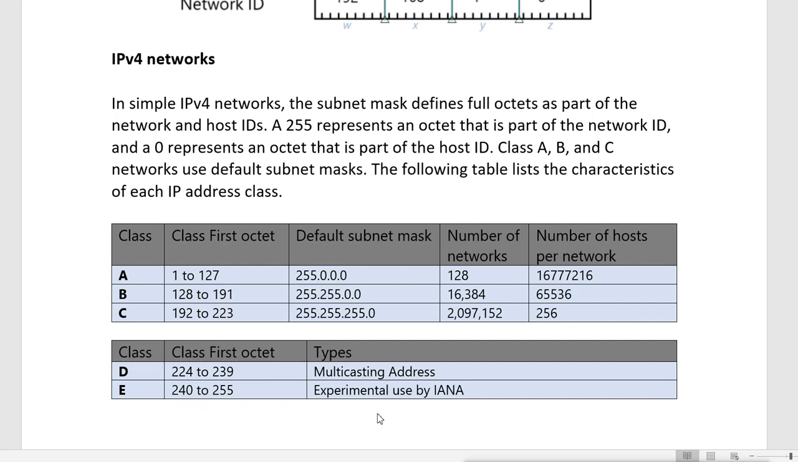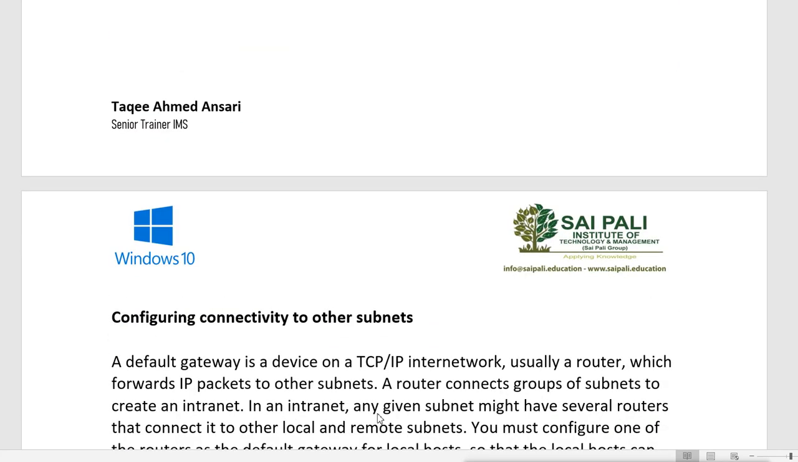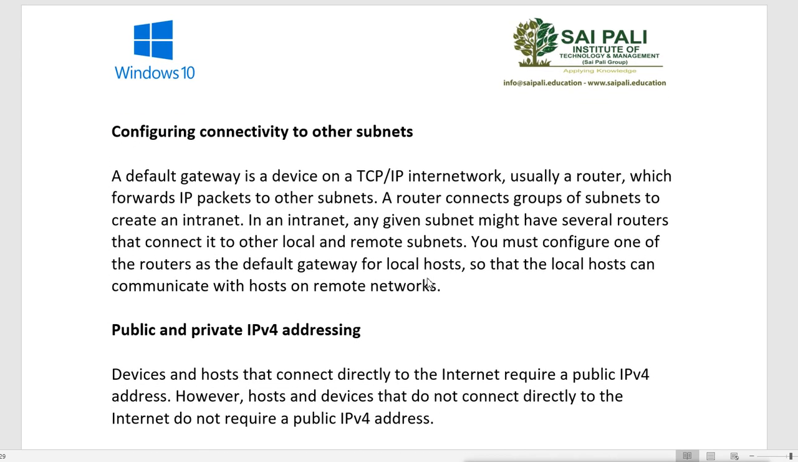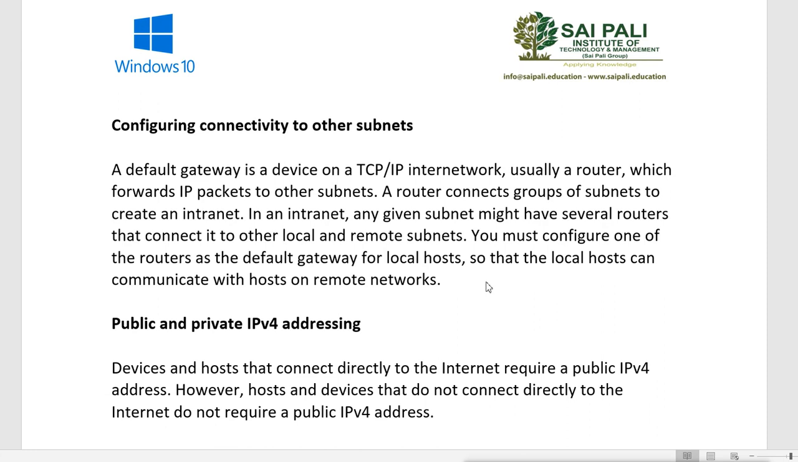So these are the classes of IPv4 addresses we have. Now configuring connectivity to other subnets. Remember, when I say that the network part is different, then the machines are considered to be in a different network and different subnet. So the default gateway is a device on a TCP/IP network, usually a router, which forwards IP packets to other subnets. If you want to communicate with another network or other subnets, then you need a router, and those router devices are known by their gateway addresses.